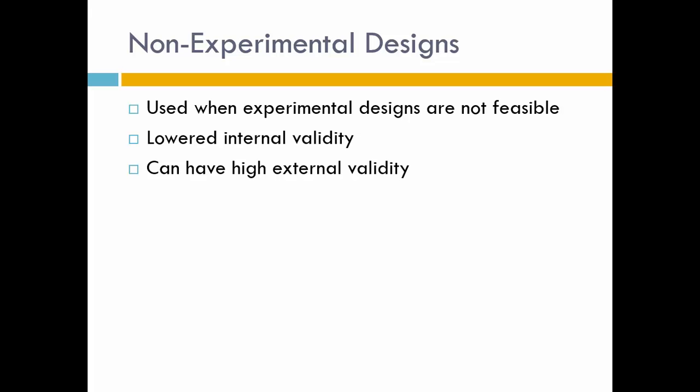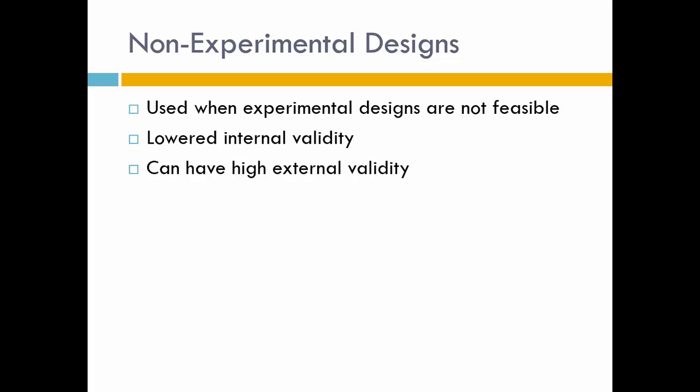Okay, this PowerPoint is going to talk about non-experimental designs. So these have lower internal validity. They're used when experimental designs are not feasible, when it's just not possible to do the randomly assigned groups, the pre-test, the post-test. So a lot of times in social work we end up doing non-experimental designs. They have lower internal validity, but they could still have high external validity.